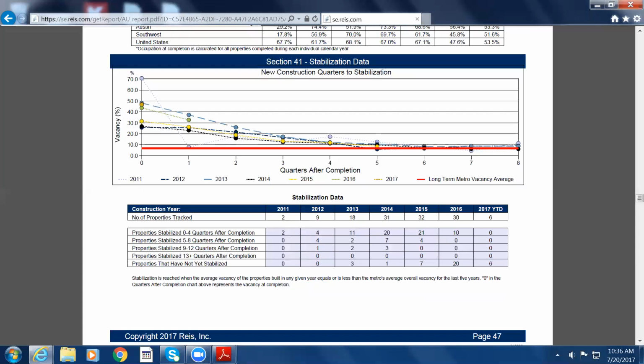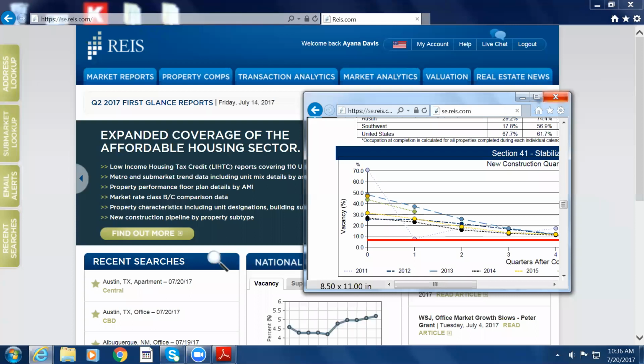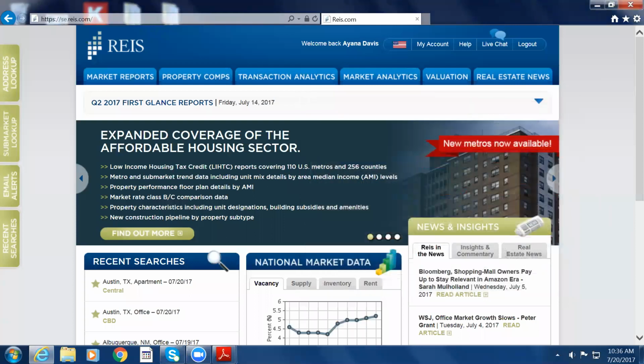Okay, so that will cover the market reports for Austin apartment. Again, I chose that central or downtown area roughly in terms of a submarket. We can go ahead and switch sectors, or we can take a look at another market.